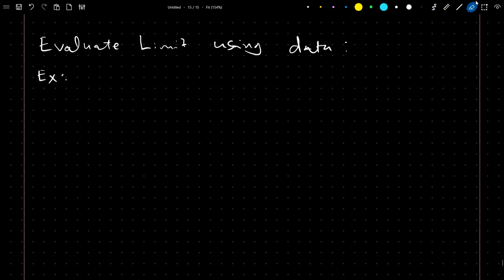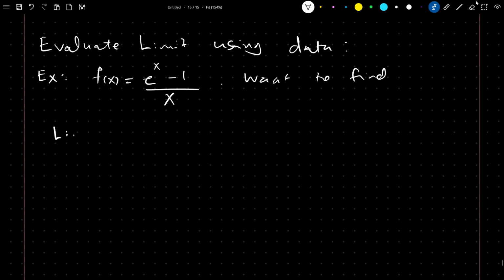Write down the function. So my function is going to be f of x is equal to e to the power of x minus 1, divided by x. Now I chose this function because it's very difficult to factor it or do some kind of algebra with it, although you can do it, but it's just a little difficult. And what we're interested in is we want to find the limit as x goes to 0 for this particular function.